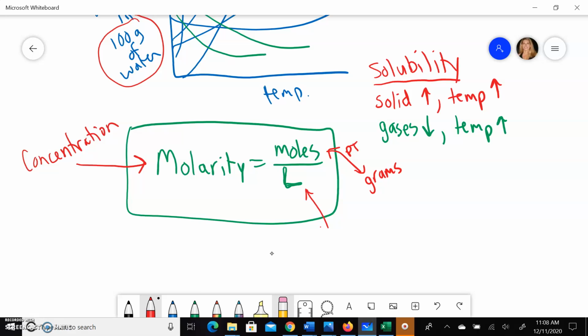Same thing with liters. They might give you milliliters. So just keep in mind that there are 1,000 milliliters in 1 liter. So make sure you convert it into liters before you plug it in.